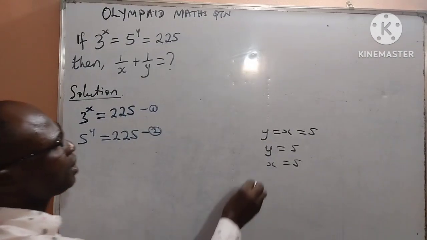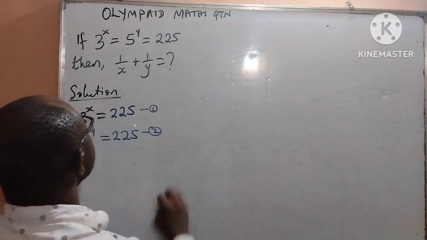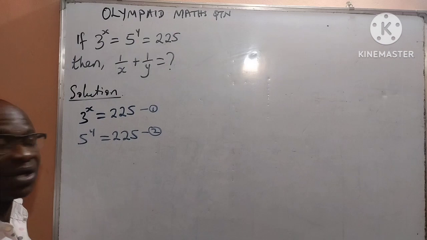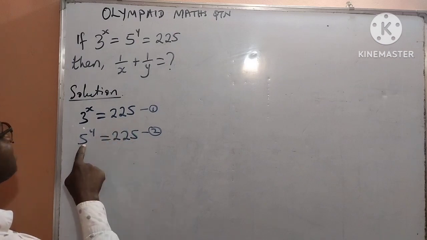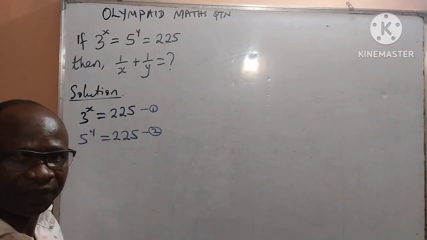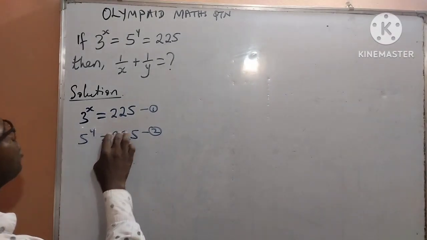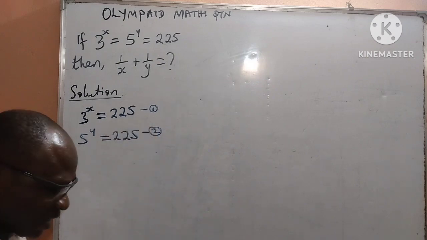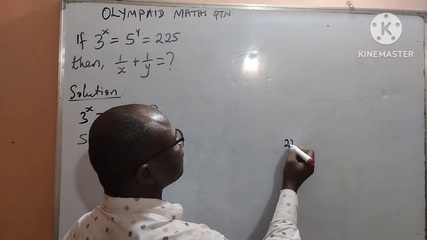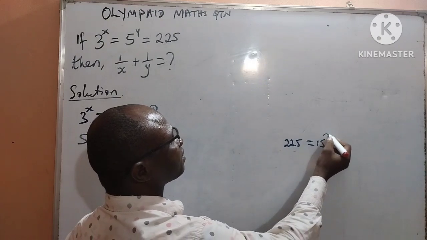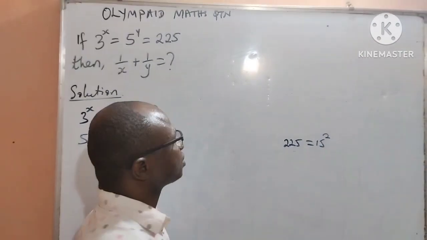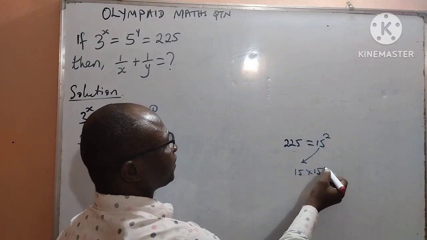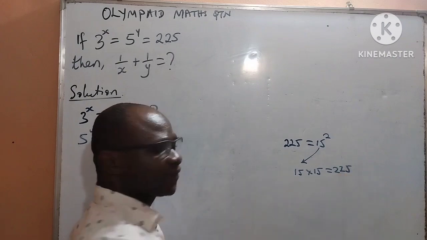Alright. But then, if you look at 225, since the left hand side in equation 1 is in index form, and the left hand side in equation 2 is also in index form, it will be very fine if we put both equations by the right hand side also in index form. And that means 225 can be written as 15 raised to power 2, because 15 raised to power 2 implies 15 multiplied by 15, and it is equal to 225.